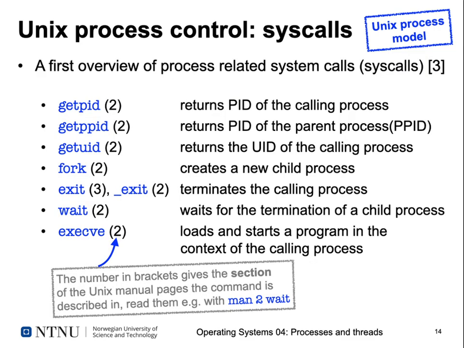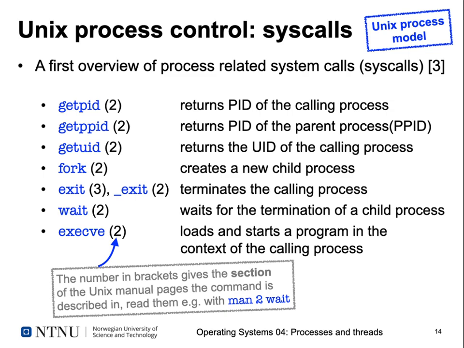So which system calls do we have? A modern Unix system like Linux has several hundreds of system calls for all sorts of functionality. Today we are going to look at process management only, and the most important process control system calls are listed on this slide here. So these are available on all Unixes, no matter if you use Mac OS X, a BSD system, Linux, or the Windows subsystem for Linux on Windows 10.